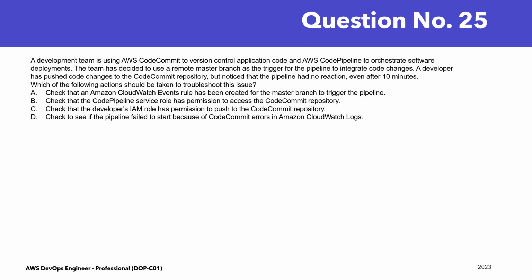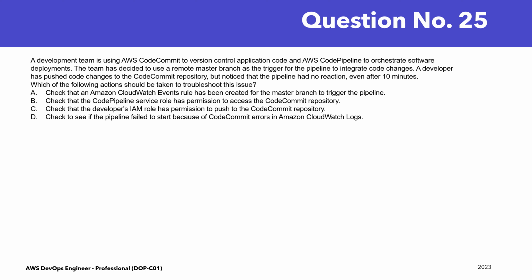A development team is using AWS CodeCommit to version control application code and AWS CodePipeline to orchestrate software deployments. The team has decided to use a remote master branch as the trigger for the pipeline to integrate code changes. A developer has pushed code changes to the CodeCommit repository, but noticed that the pipeline had no reaction, even after 10 minutes. Which of the following actions should be taken to troubleshoot this issue?